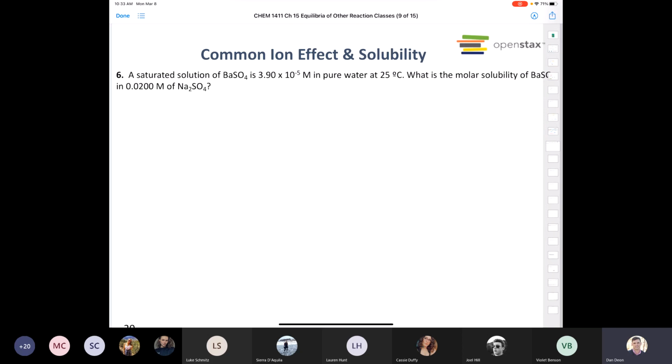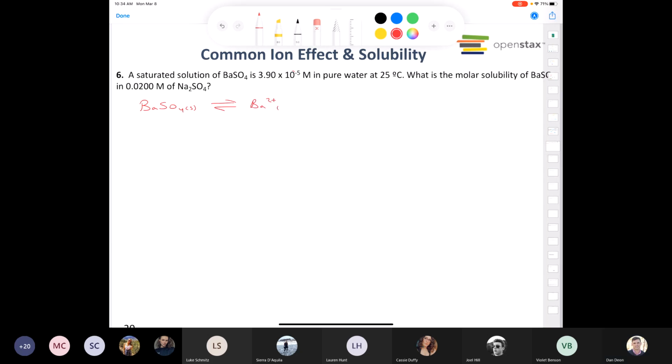So we need to determine the KSP of the barium sulfate because it tells us you've got a saturated solution. Whenever they tell you the solution's saturated and they give you the concentration of something, it's kind of a wink, wink, nudge, nudge that you've got to determine KSP. So if we have barium sulfate in equilibrium with barium ions plus sulfate ions, and we're starting out with 3.90 times 10 to the negative 5 moles per liter. We don't have any of these, but again, it tells you that it's saturated, so all of this is going to dissolve.